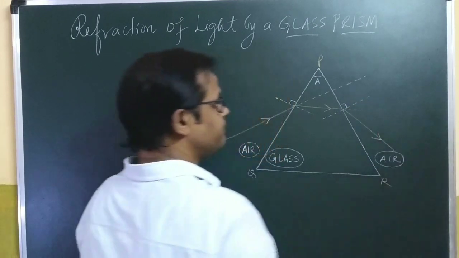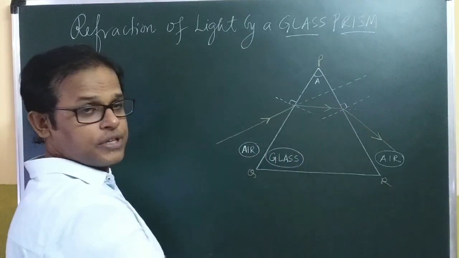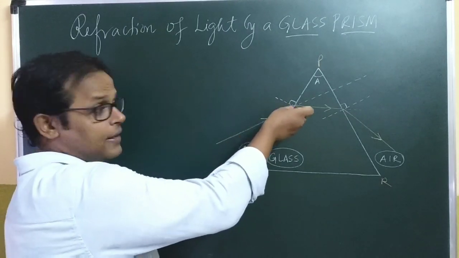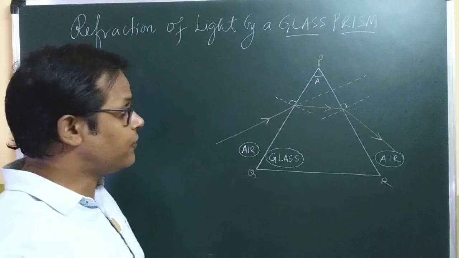That's it. That's as simple as that. Rarer to denser, denser to rarer. So the ray of light has actually gone in that way, then it refracts, then it refracts out. This is how the refraction looks.